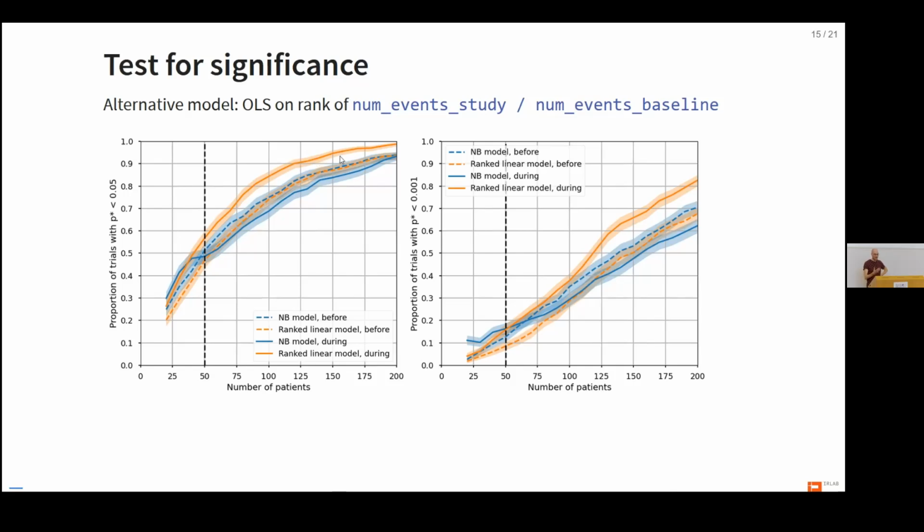And again, in this case, I've simulated the data such that there is an effect there. That's why it should go to 1 when you have an infinite number of patients.